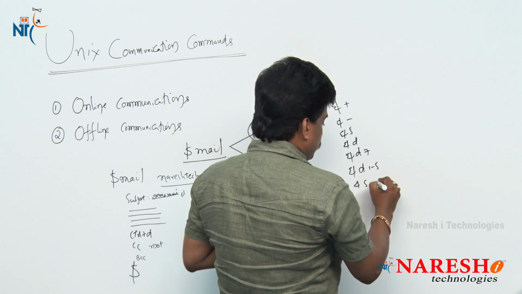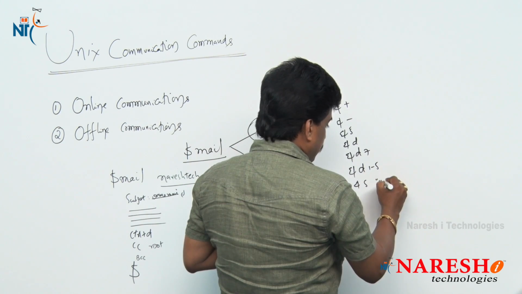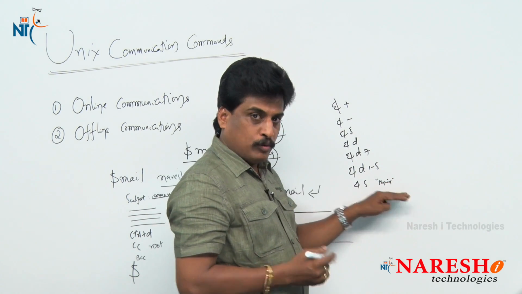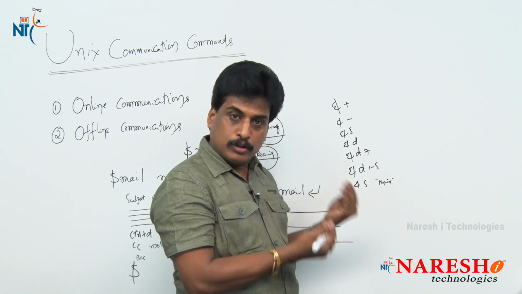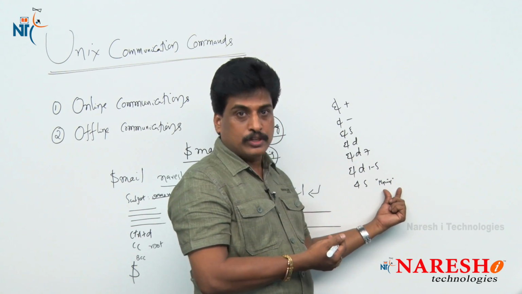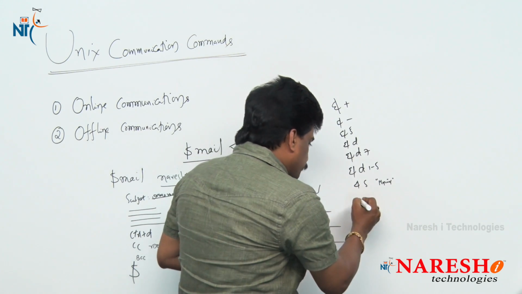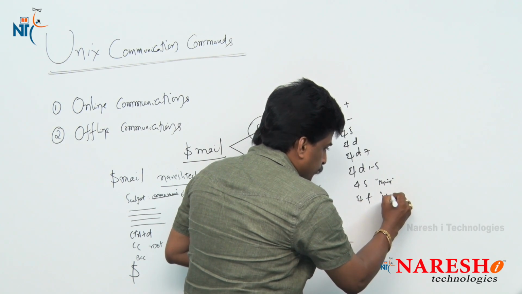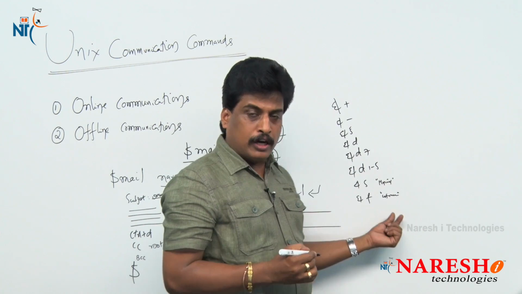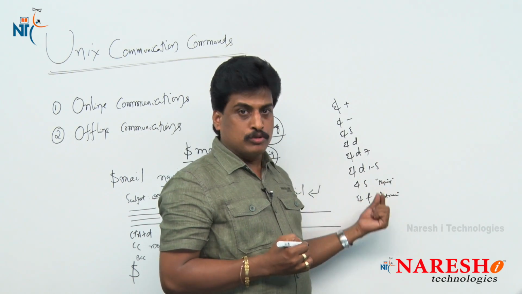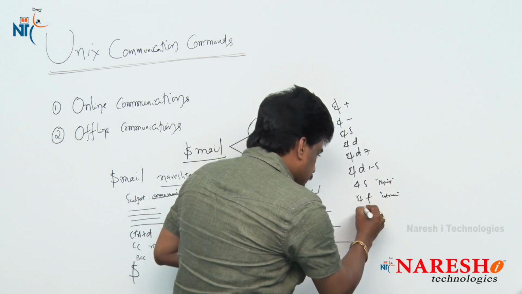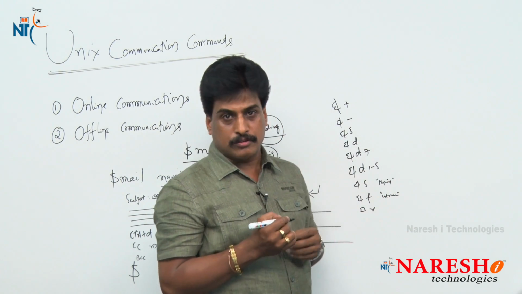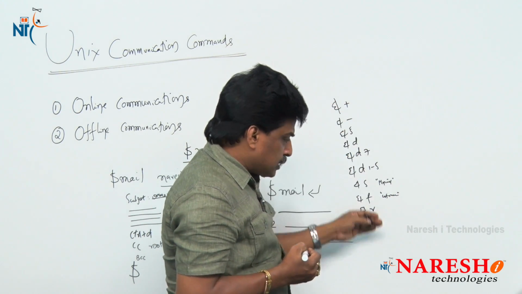Ampersand S, and I give a file name. The file name is my mail. So the currently opened mail, with whatever data is available, I want to save with a new file. Right? Yes, you can provide the file name. And if you want to forward this one, F and a username you can provide. If you give F username, you can forward the same mail to whatever user you want. If you want to reply, just simple R. It replies to the currently opened message, and you can reply immediately. Like this we have several options.